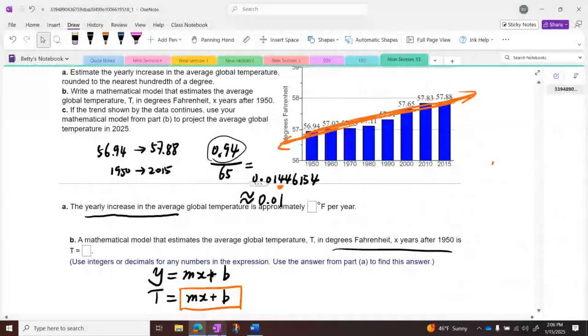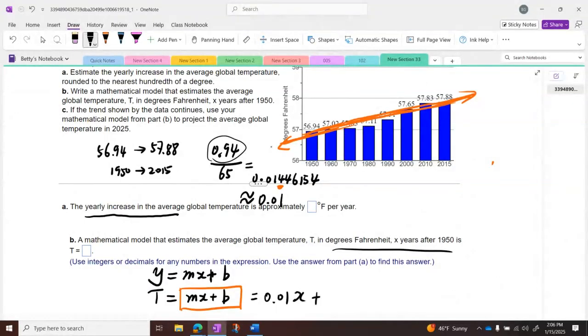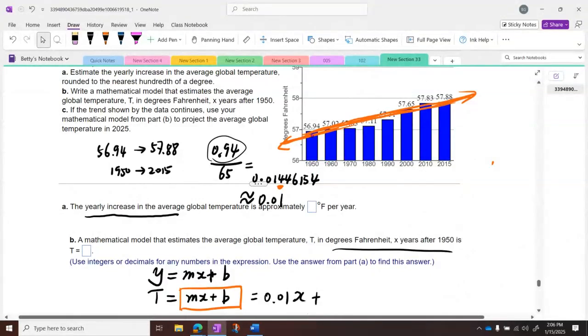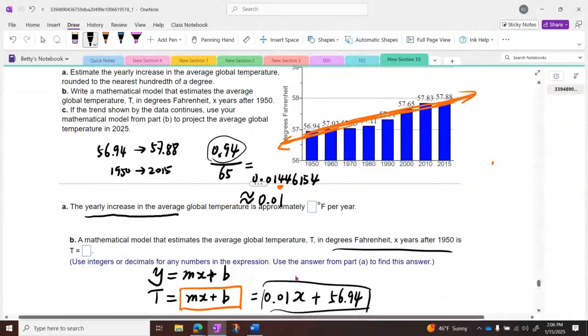M value is the answer from part A, right? That's the slope, rise over run, 0.01. And they specifically tell you, use the answer from part A to find this answer. So you use that from part A, times X plus B. B is the temperature in the initial year. We see 1950 as the initial year. So the temperature above the first bar, 56.94. Okay, so this is the thing you're supposed to enter in the cell.